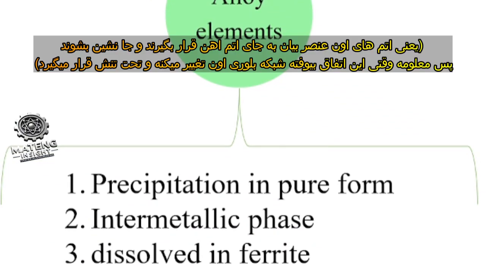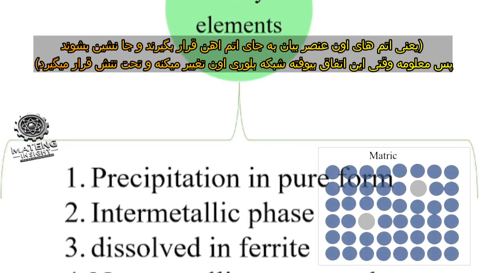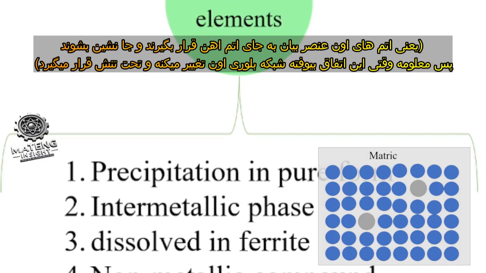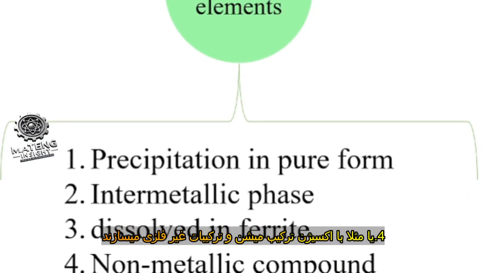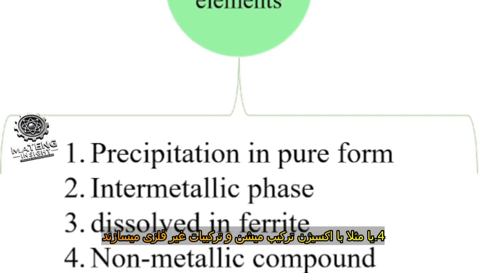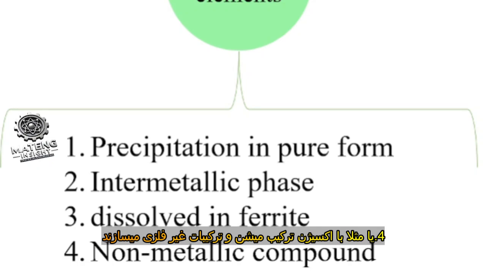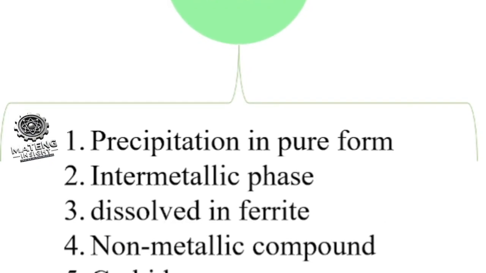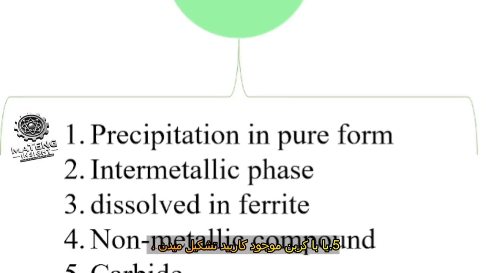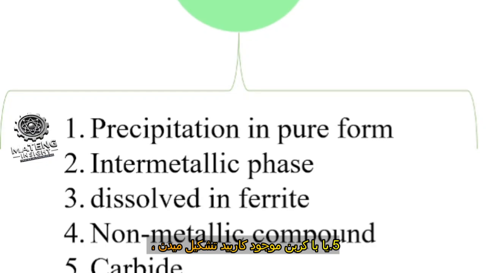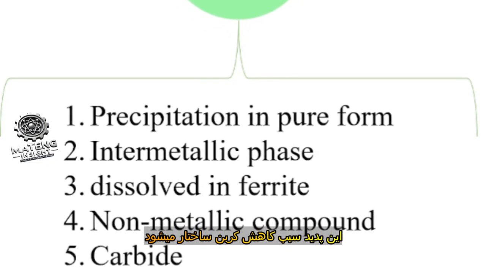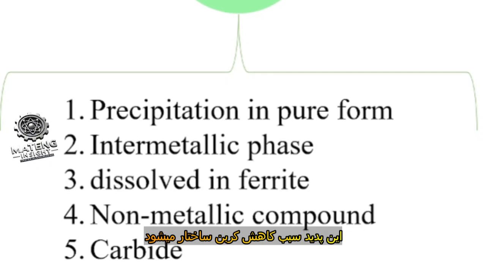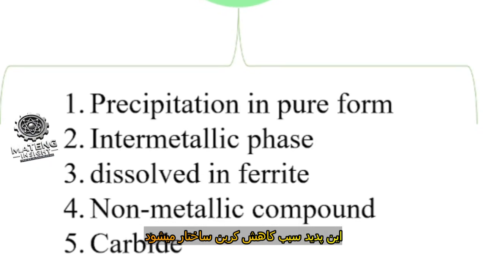In this situation, alloy elements are placed instead of the atoms of the matrix, or they are combined with, for example, oxygen and form non-metallic compounds, or they form carbide with the carbon in the structure. This phenomenon decreases the percentage of carbon in the matrix structure.